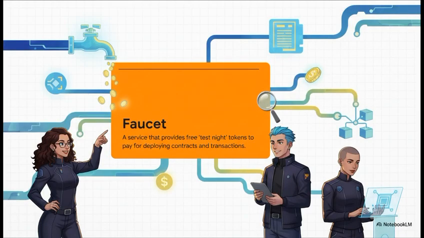And of course, there's the faucet. This is basically your starting point. It's just a simple web service that dishes out the free test currency you need to do, well, anything on the network, from deploying your first contract to paying for transaction fees.